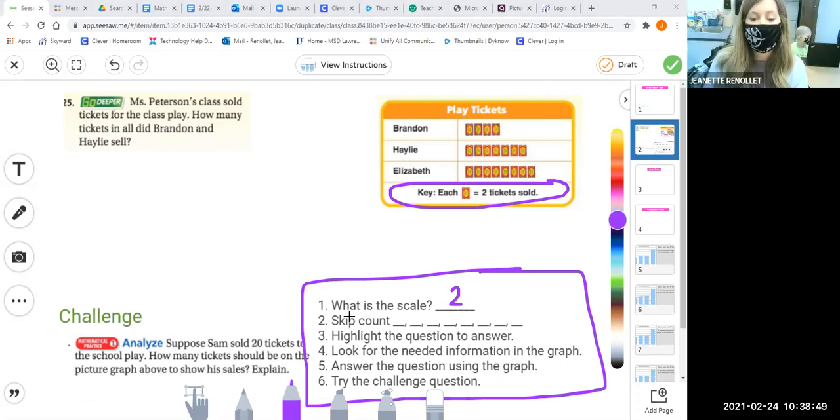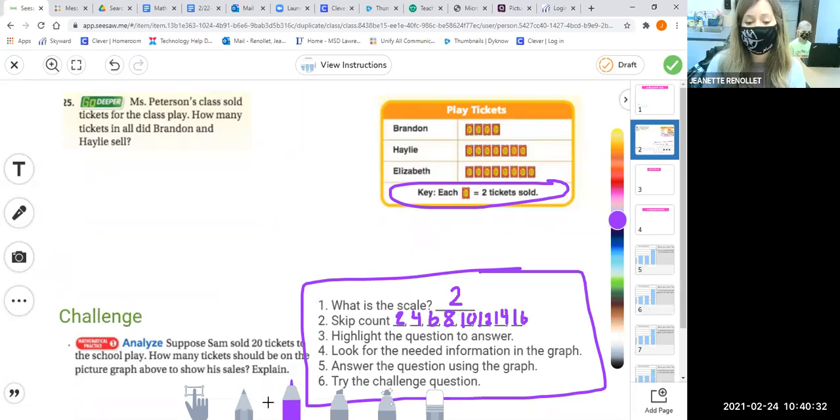Go ahead and fill in where it says number 2, skip count. Let's count by 2s. 2, 4, 6, 8, 10, 12, 14, 16. When you see the scale, you should be able to skip count to help you read a graph. Go ahead and fill in your skip counting part on slide number 2.